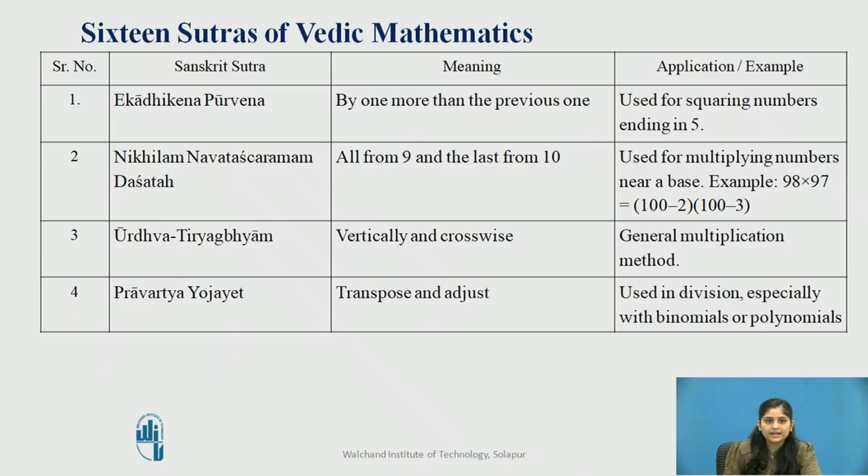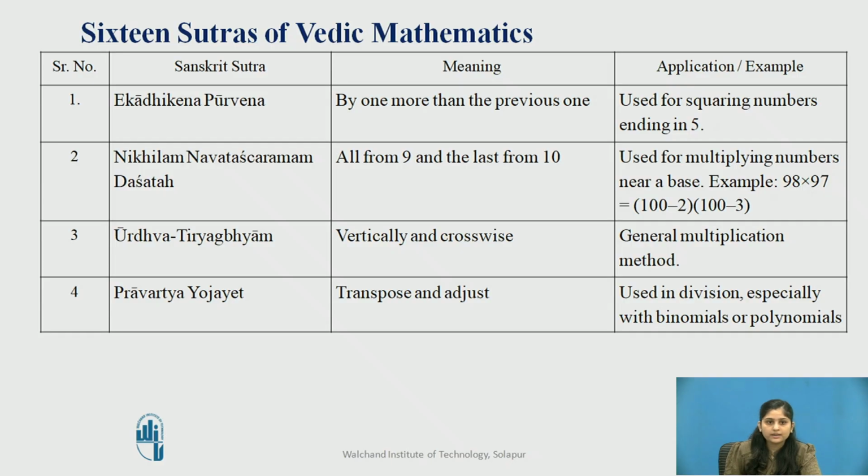Now, let us start with the 16 sutras of Vedic mathematics. These sutras are in Sanskrit, so I am giving their names, meanings and applications. The first sutra is Ekadhikena Purvena, which means by one more than the previous one. Its application is squaring numbers ending in 5.